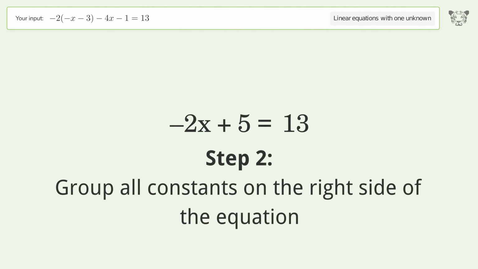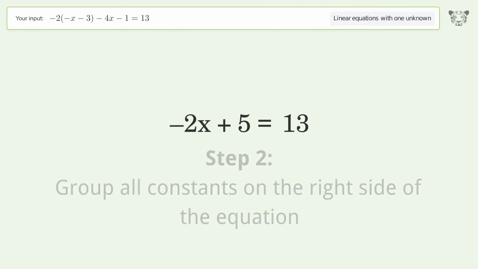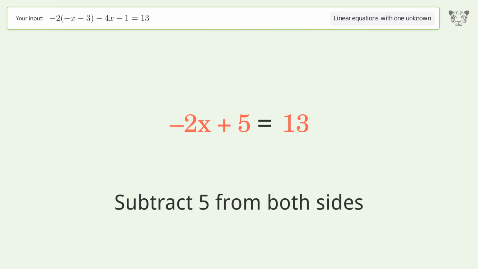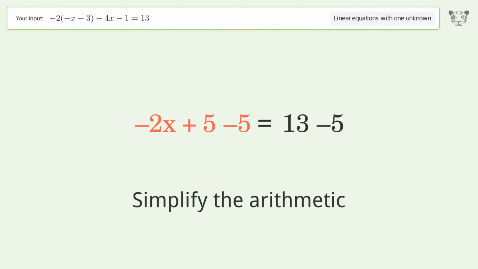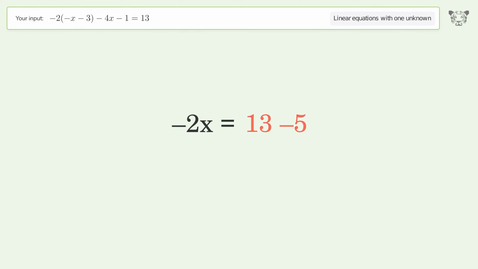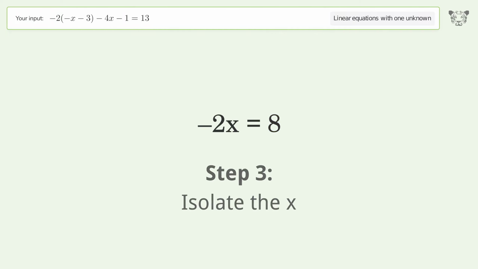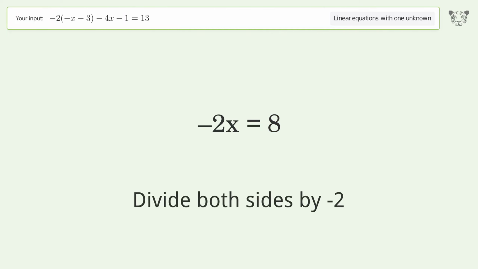Group all constants on the right side of the equation. Subtract 5 from both sides. Simplify the arithmetic. Isolate the x. Divide both sides by -2.